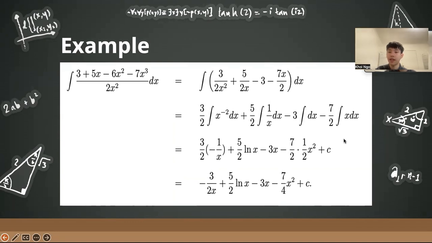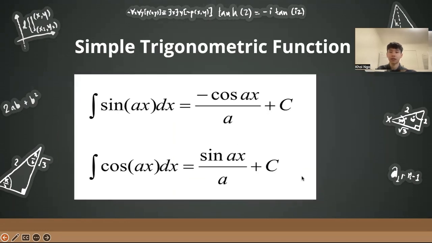And we just simplify the expression to get the final answer. We got for the first term minus 3 on 2x. The second term stays the same. For the third term, it also stays the same. And then for the last term, 7 on 2 times one half x squared, it could be 7 on 4 x squared plus c.